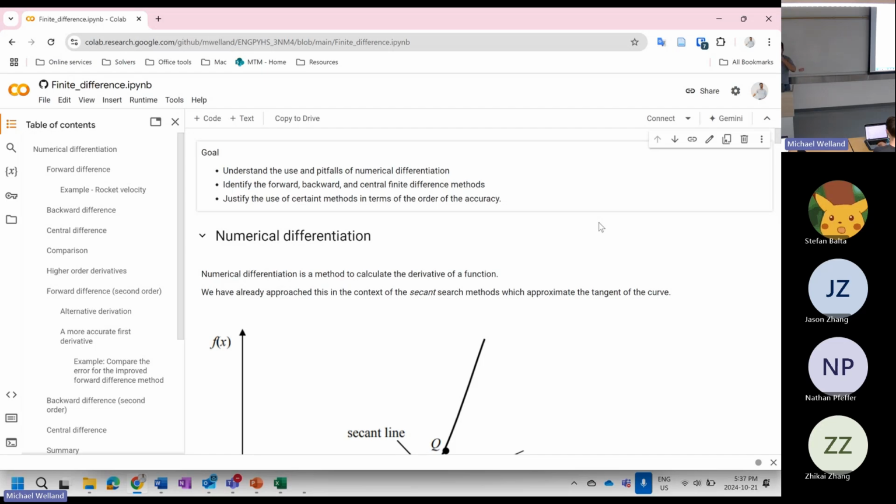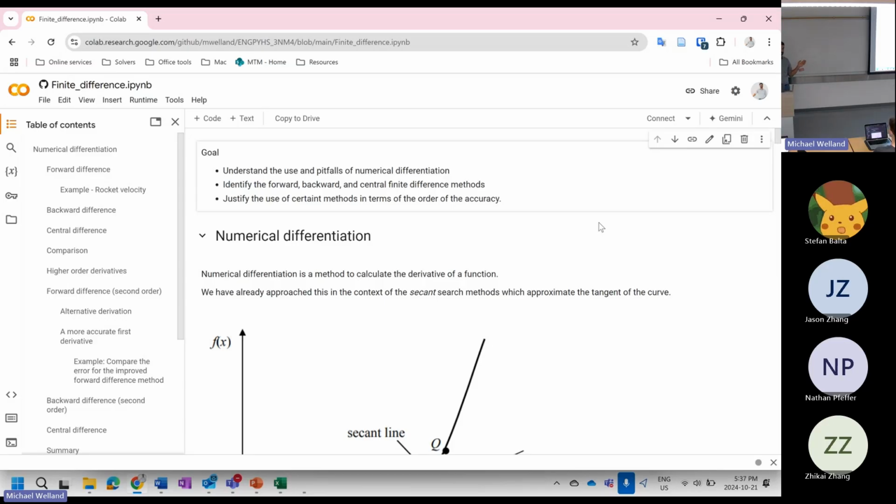Numerical differentiation. I want to show you guys the use and the big pitfalls of numerical differentiation. I think you guys have already experienced it, at least some of you, in the context of the computational multiphysics, but I'm going to show you guys exactly what's happening here. I'm going to show you the forward, backward, and central difference methods.